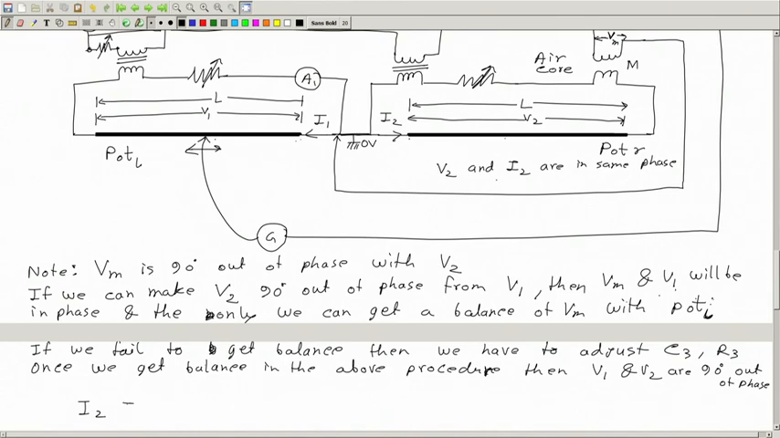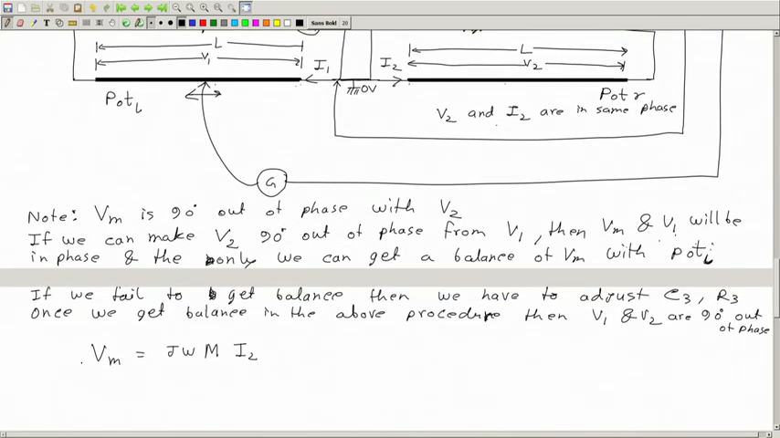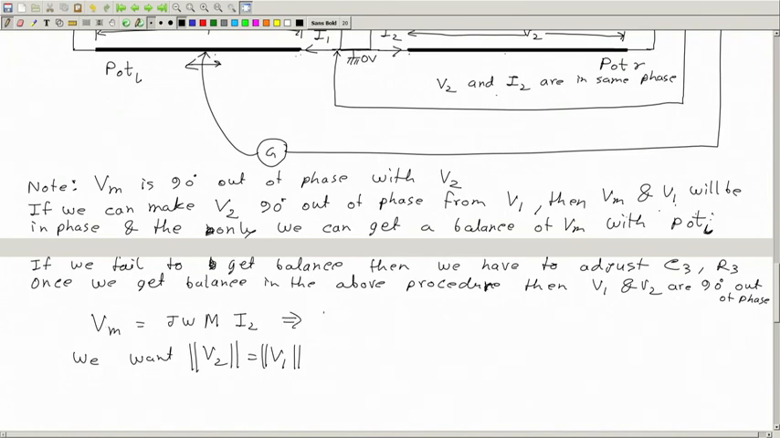I2 is same as Vm, or let's write it this way. Vm is equal to j omega M. Omega is known. If M is also known, we can write this j omega M multiplied by I2. And say we want this total voltage V2 to be equal to V1. So we want V2 equals V1 in magnitude. And from here we can write that the magnitude of Vm is same as M omega times the magnitude of I2.